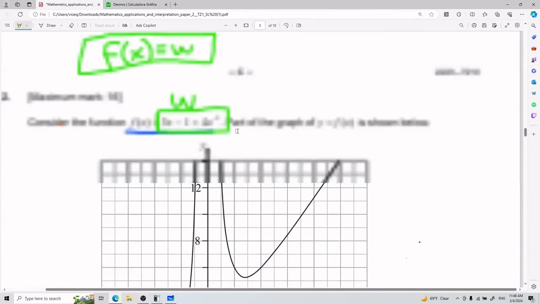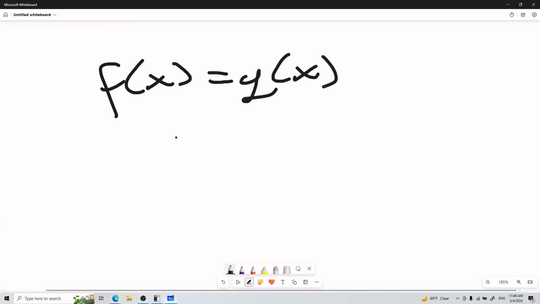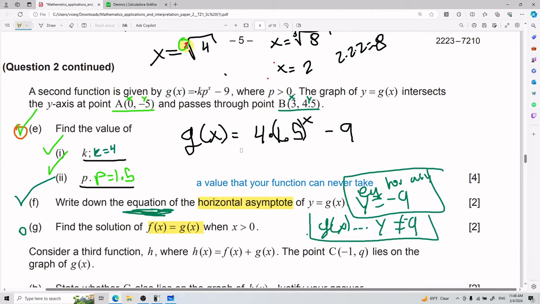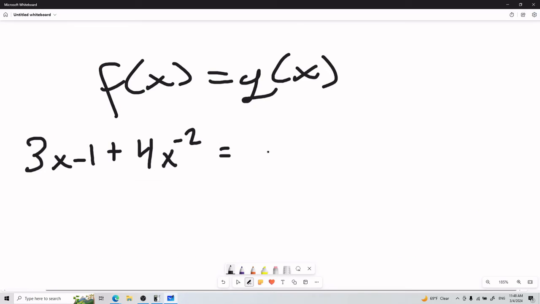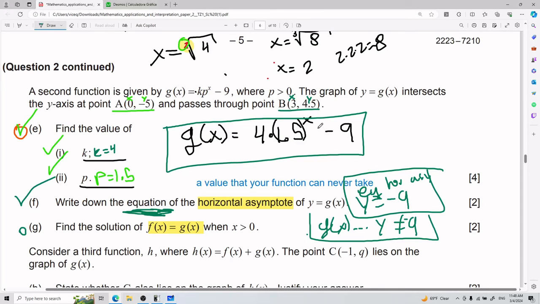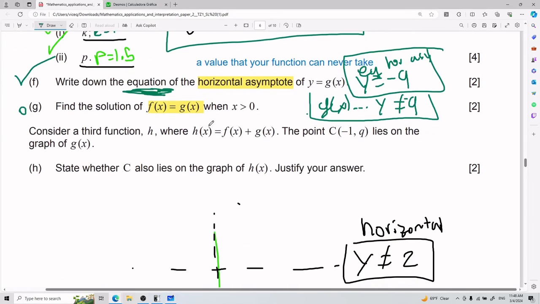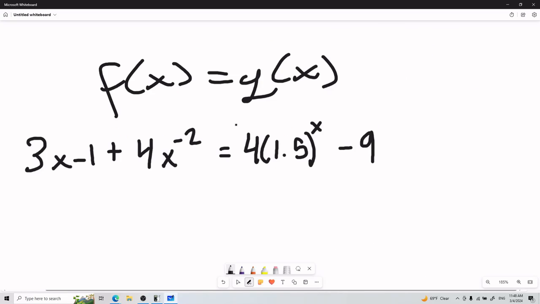We know that f of x from this exercise up top is this. So f of x is going to be 3x minus 1 plus 4x to the power of negative 2. We know that g of x for part E is going to be this guy here. See? So g of x is 4 times 1.5 to the power of x minus 9. And so here we need to find the solution when x is greater than 0.